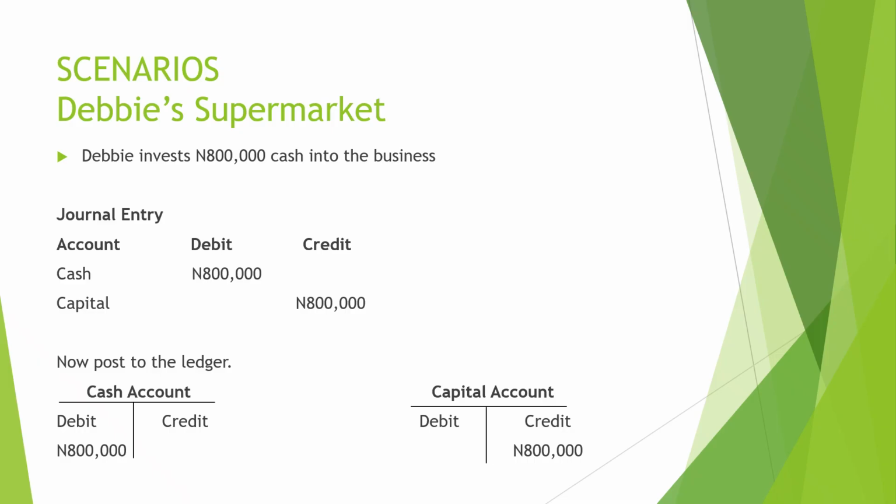Now, how do we post it to the ledger? This is how you post it. Two accounts are involved in this transaction, the cash account and the capital account. You debit the cash account with 800,000 naira that is coming in, and you credit the capital account, which is the equity account, with 800,000 naira also coming in, which means both accounts are increasing. One on the debit side as an asset, and the other on the credit side as an equity element.